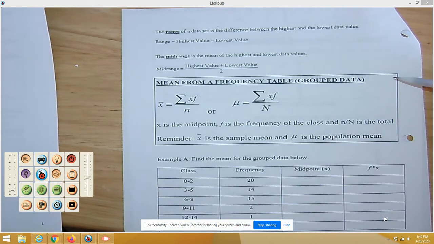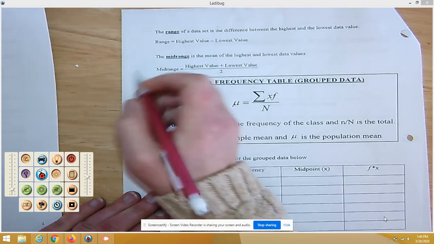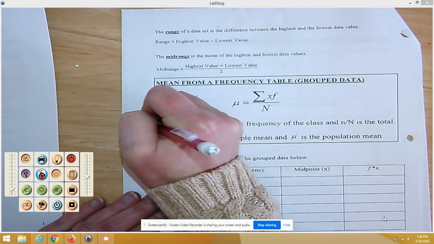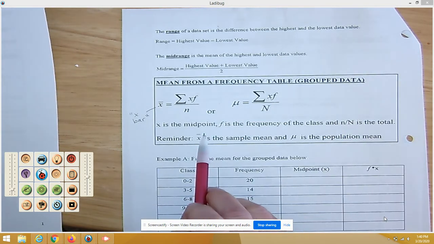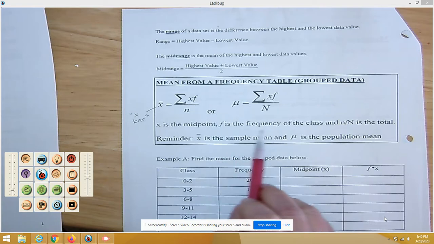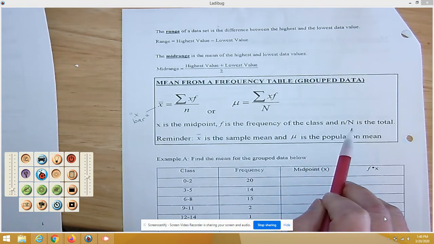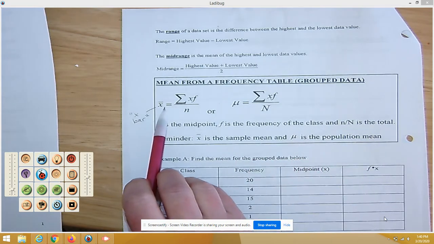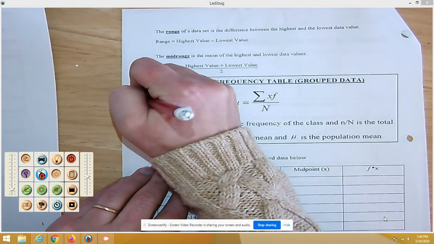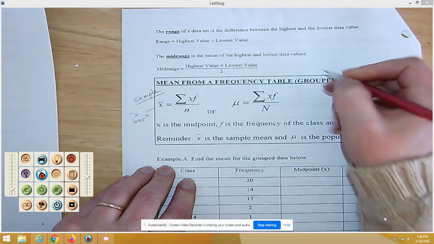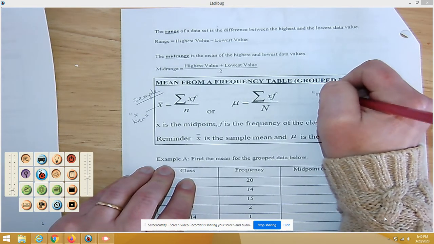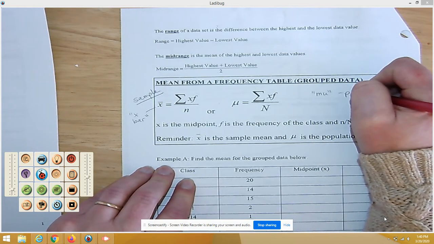What I wanted to focus on today is mean from a frequency table or grouped data. So this is X bar. And then just a reminder, this is sigma. X is going to represent the midpoint, F is the frequency of the class, and N, or capital N, is the total. So here you have X bar, which means this is from a sample. And then over here, mu is from a population.